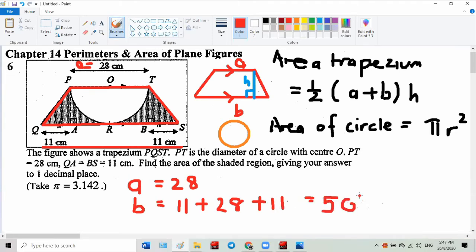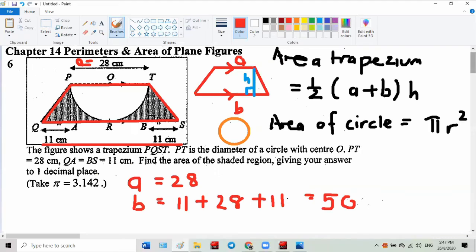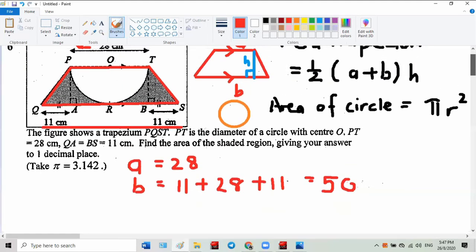So they ask you to find the area of the shaded region. You can see this is a shaded region, and here's the other shaded region. Give your answer to one decimal place. The shaded region is actually the area of the trapezium minus half a circle. Here is half the circle. Area of the trapezium minus this half circle.